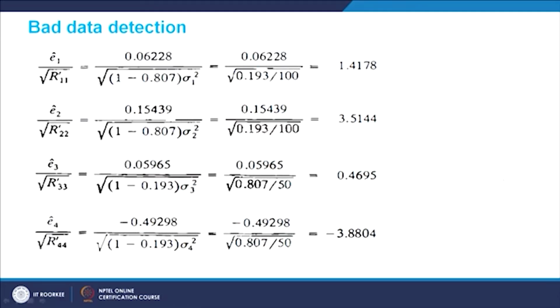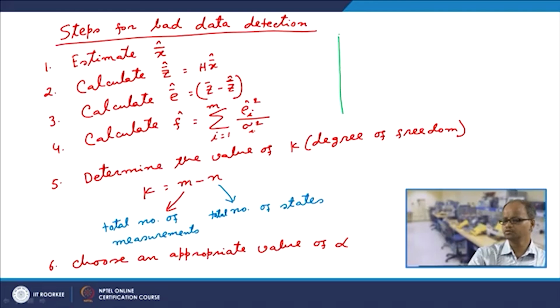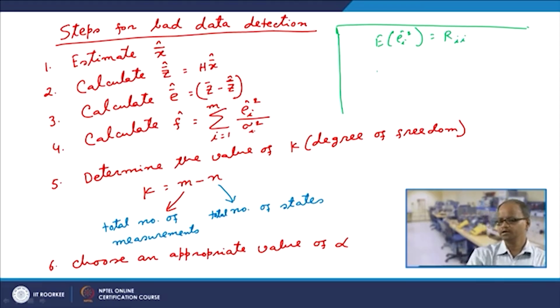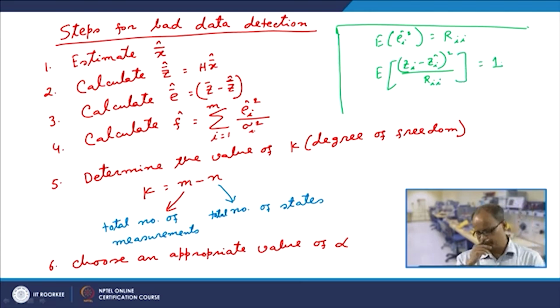So, that is what we are saying, we actually calculated the value of E1 hat into root over R11 dash. Now, here we need to remember that the expected value of Ei hat square is actually Rii. So, we said that the expected value of (Zi minus Zi hat) square divided by Rii is equal to 1, that we have already seen.